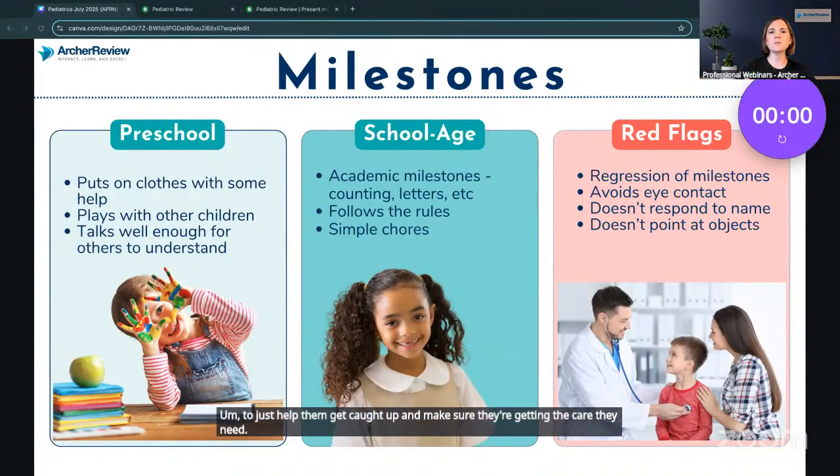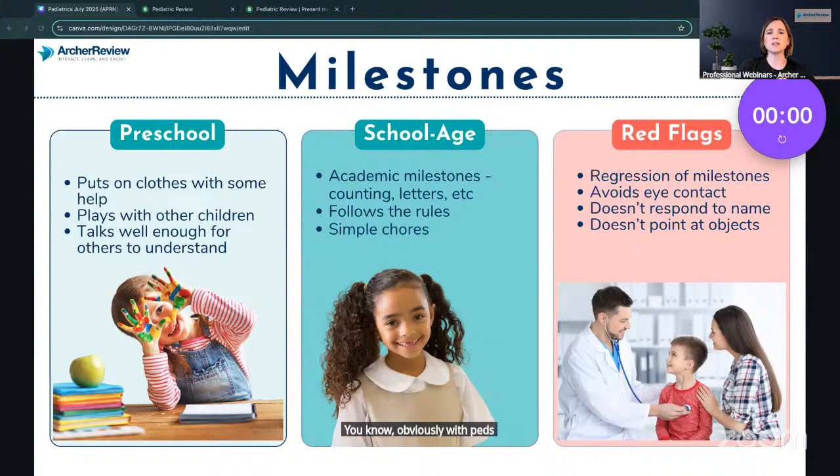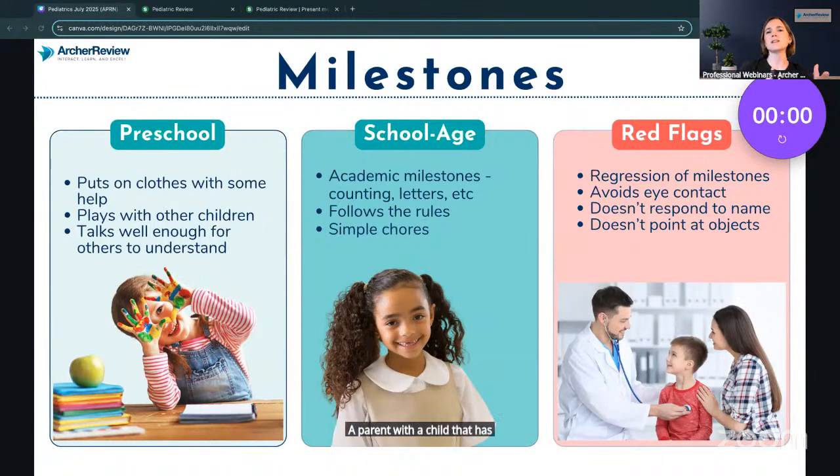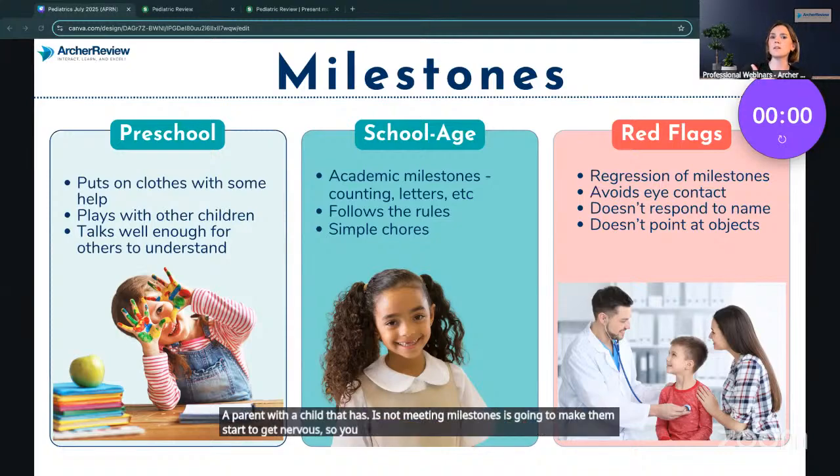Obviously with peds, it's a really sensitive subject, and a parent with a child that is not meeting milestones is going to start to get nervous. So just be sensitive to what they're hearing you say.